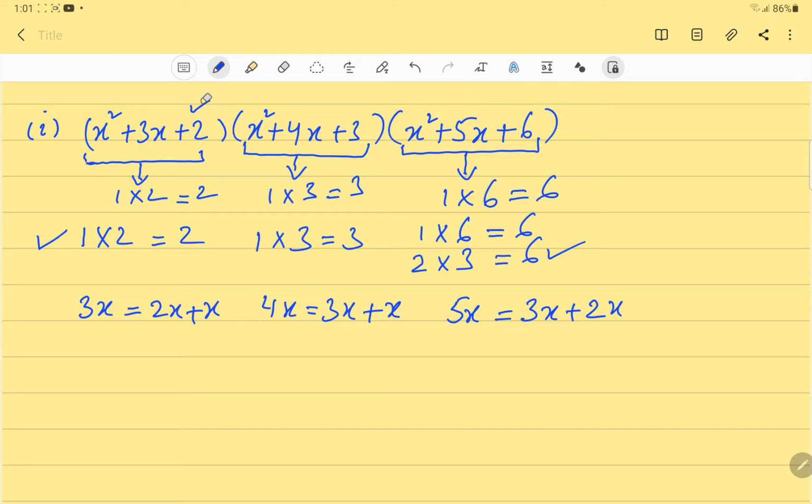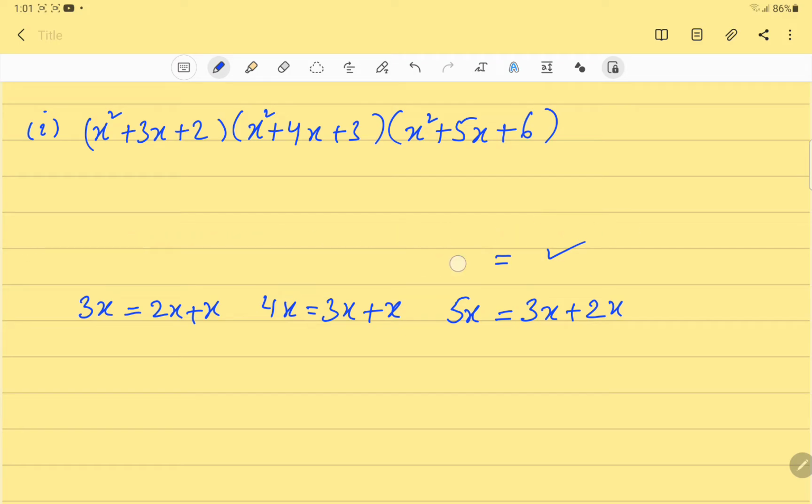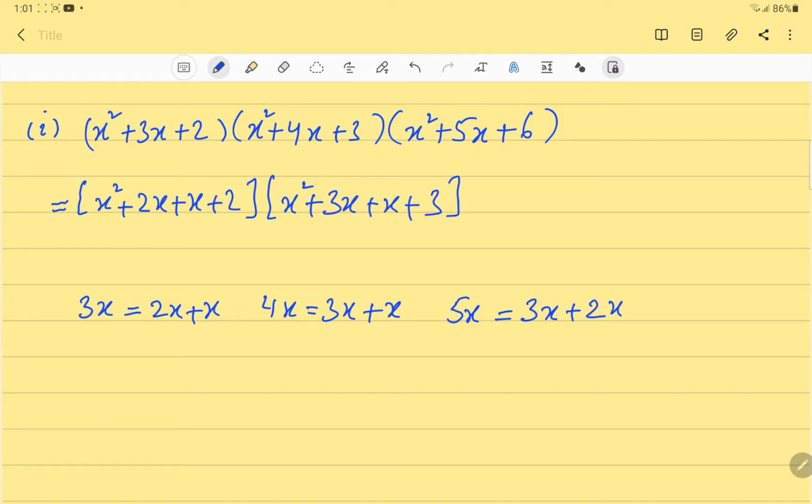Now we get rid of our rough work, and we will write the expression again. In the first bracket we will write x squared plus 2x plus x plus 2. In the second bracket we will write x squared plus, replacing 4x with 3x plus x. And in the third one we will replace 5x with 3x plus 2x.